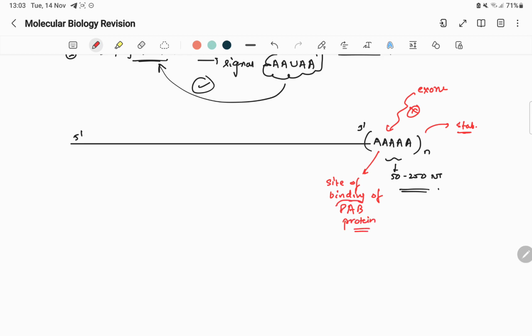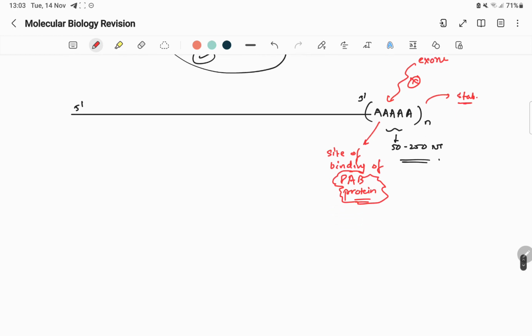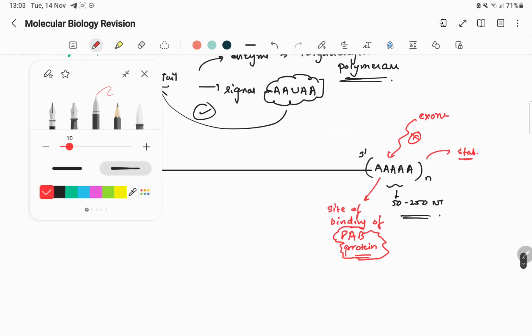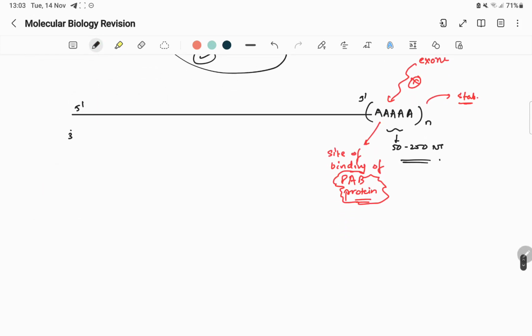Okay, it will serve as a site of binding of PAB protein, which we will see in the translation procedure of eukaryotes, which is required for recruitment of the 40S ribosomal subunit. I will tell about it later, so I am not discussing it here. Let's discuss the third, that is splicing.